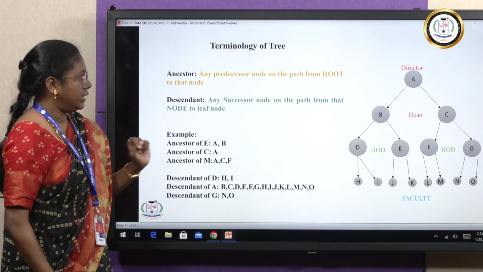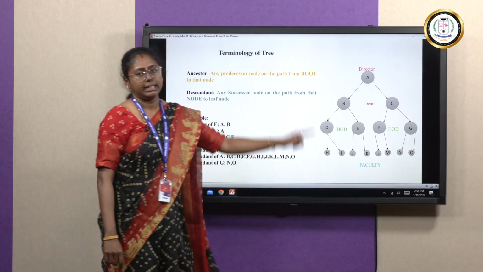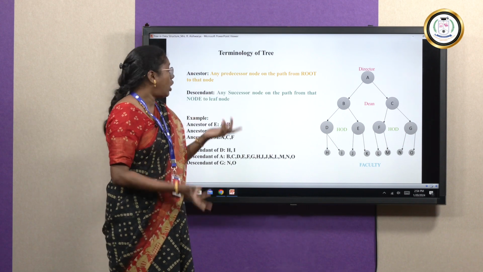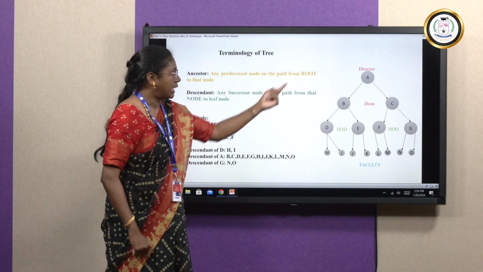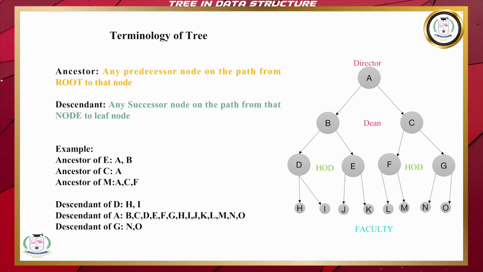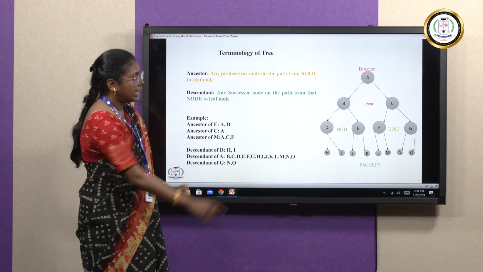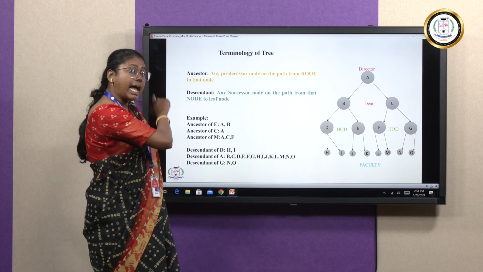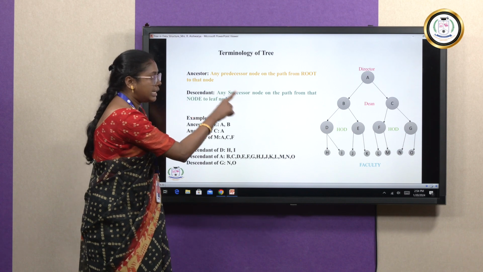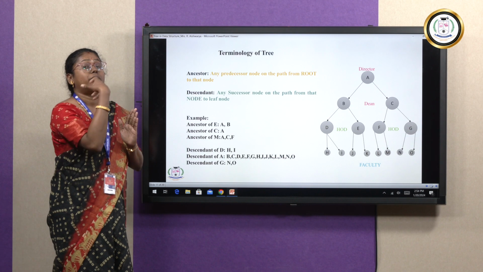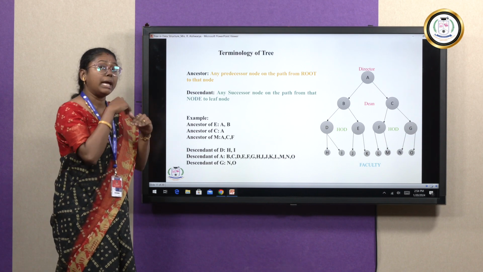Now the ancestor of C. From the root to that node, what are the predecessor nodes? Only one node, that is A. The next one, the ancestor of M. I am going to the last level. For M, the ancestors are A, C, F. From the root node, if I want to reach M, the ancestors are A, C, F. This is the difference between finding the ancestor and finding the parent, which is the immediate predecessor.